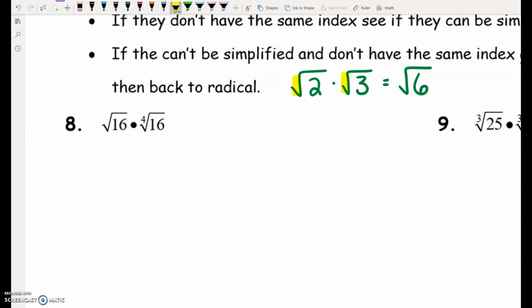So in this first example, number 8, we've got the square root of 16 times the fourth root of 16. Square root and fourth root are not the same. So we cannot multiply the 16s together under the same radical. Instead, because the index does not match, so I'm going to write index doesn't match. So switch to rational.